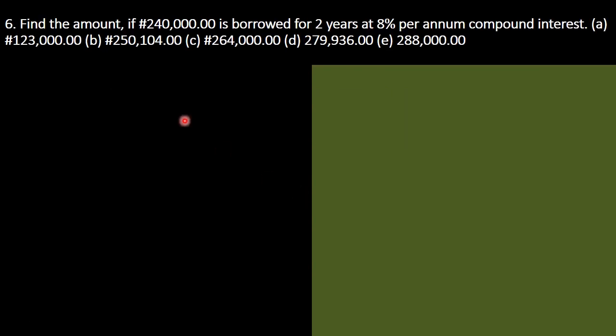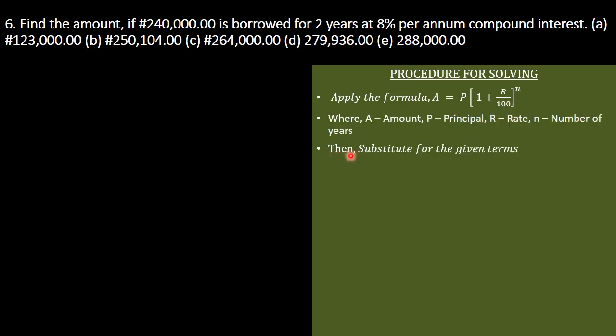Question 6. Find the amount if 240,000 naira is borrowed for 2 years at 8% per annum compound interest. Let's check the procedure for solving this. Apply the formula: amount is equal to principal into bracket 1 plus rate over 100, raised to power number of years. Then substitute for the given terms. Let's check the solution here.